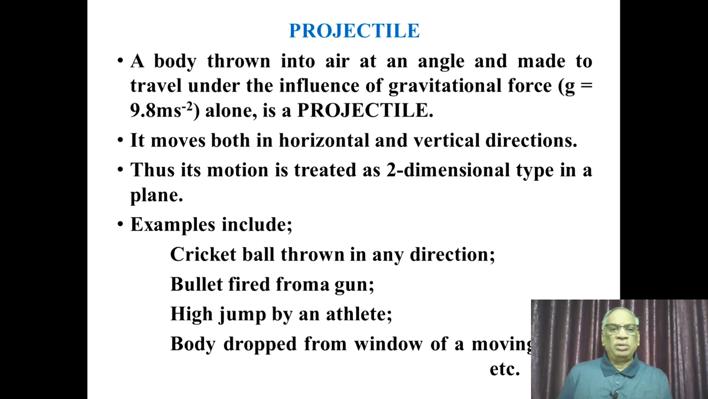When a body is thrown into air and is made to travel under the force due to gravitational attraction, that motion of the body is known as projectile motion, and the body is called a projectile. In the process, the body moves both in horizontal direction as well as vertical direction, that is in the x direction and the y direction. Hence, it can be treated as a planar motion, a type of motion taking place in a plane.